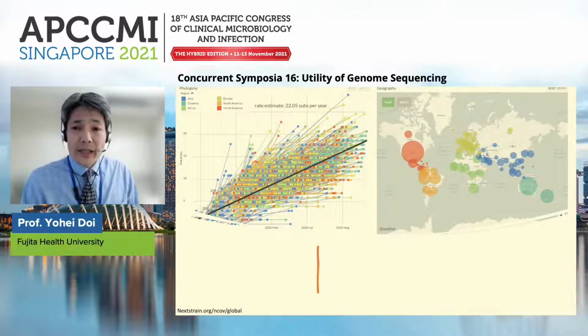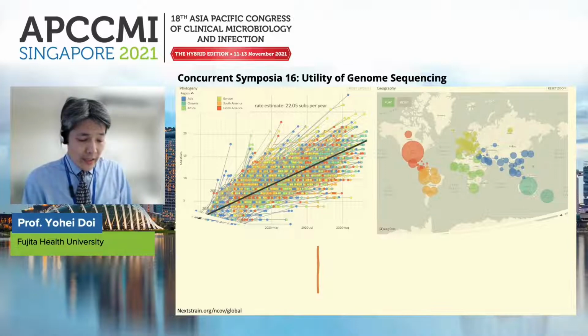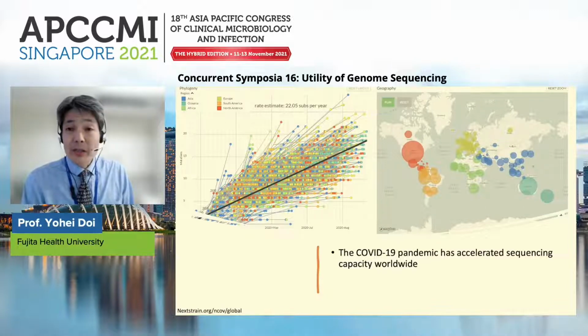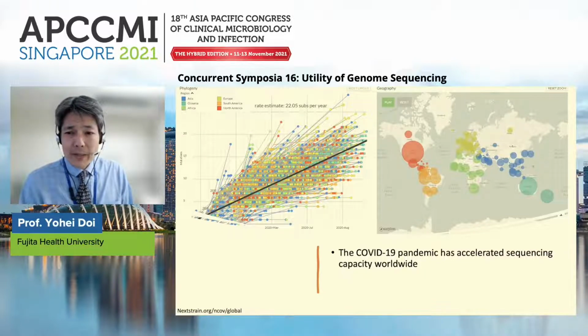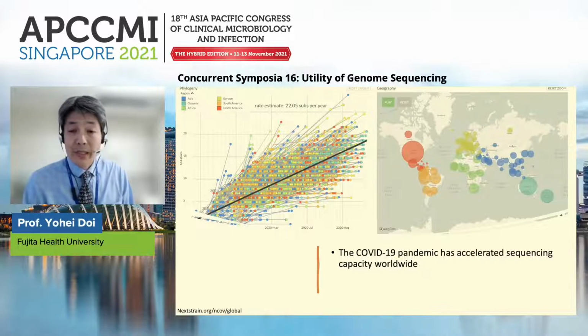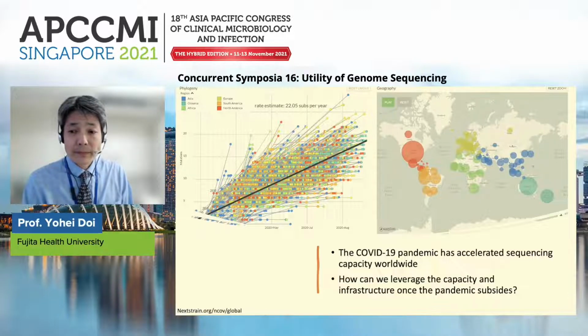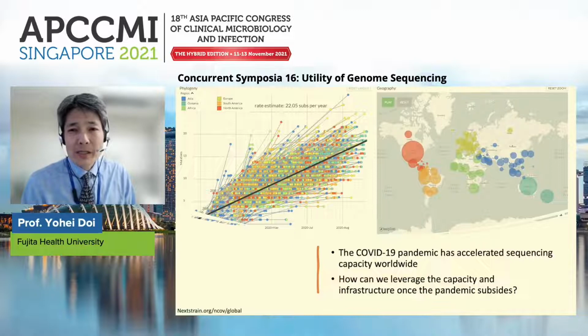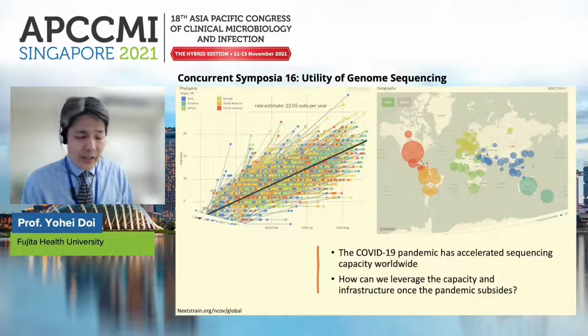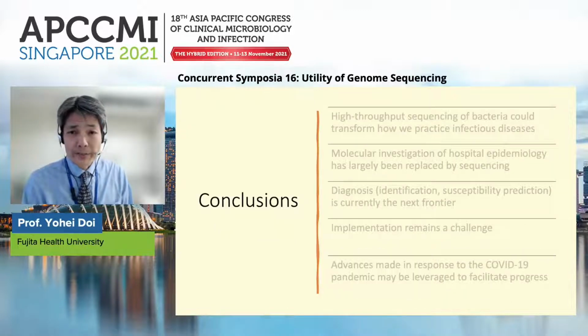Finally, we are in the middle of this COVID-19 pandemic, and this pandemic has really accelerated sequencing capacity worldwide. How we can leverage the capacity and infrastructure once the pandemic subsides is, I think, a big challenge and opportunity for all of us in clinical microbiology.